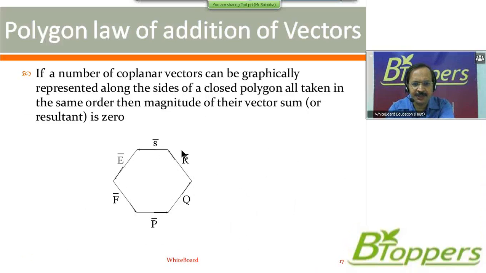So in the figure I have shown 6 vectors denoted by P bar, Q bar, R bar, S bar, E bar and F bar along the 6 sides of a closed polygon, all taken in the same order, and the resultant of the 6 vectors will be 0. It should actually be the 0 vector; for more preciseness, you can put the bar symbol here.